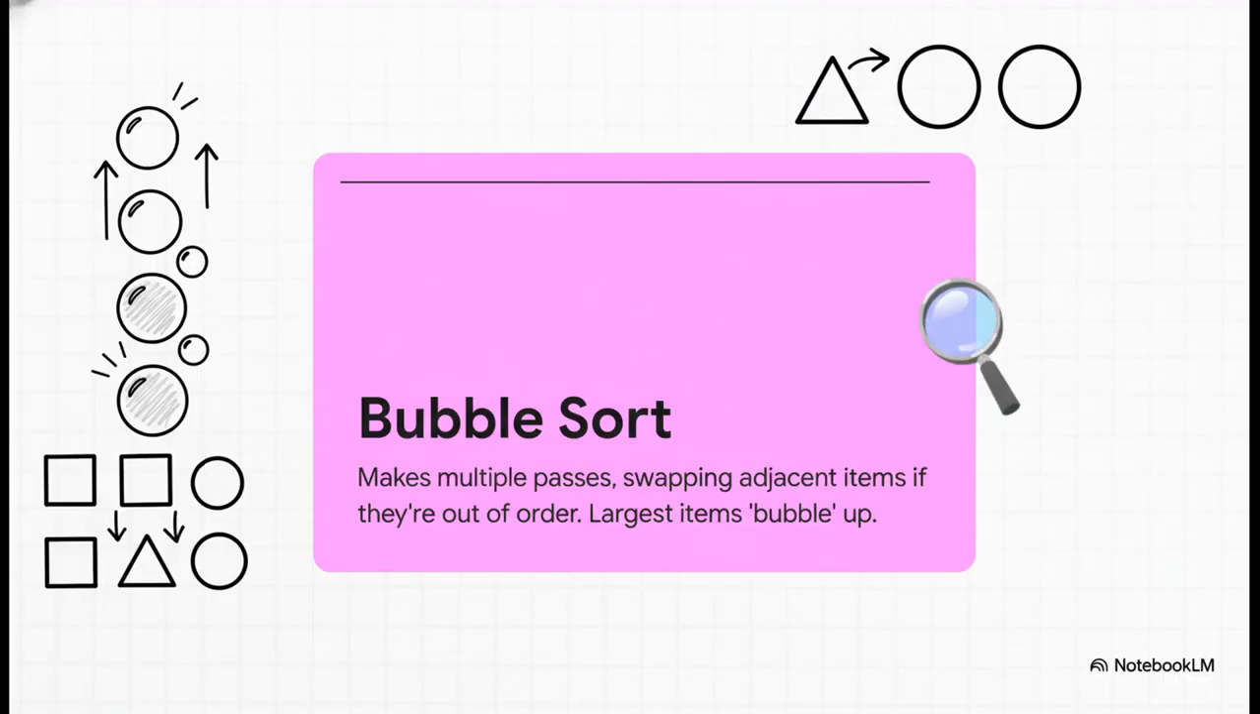Let's start with a total classic, bubble sort. And the name is just perfect, right? It works by just stepping through the list over and over, comparing two items right next to each other, and swapping them if they're in the wrong order. This makes the biggest values slowly bubble their way up to the end of the list where they belong.